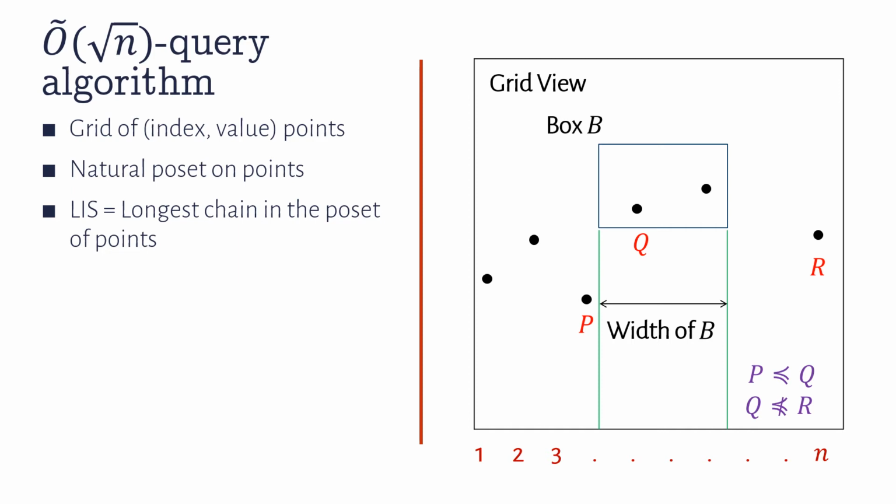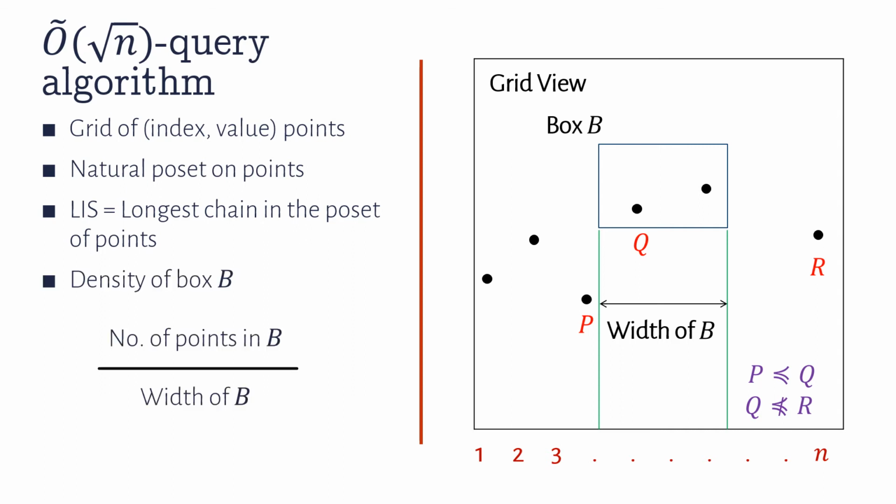A rectangular subregion of this grid is a box. In this picture, consider the box B. The width of this box B is the number of indices that this box spans, and the density of the box B is the number of points falling inside the box normalized by the width of the box.